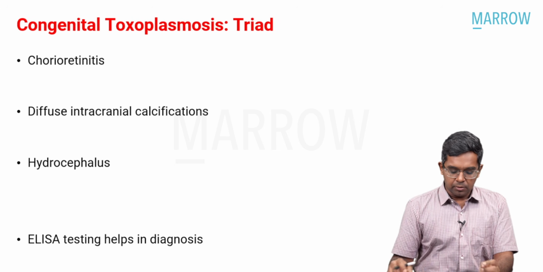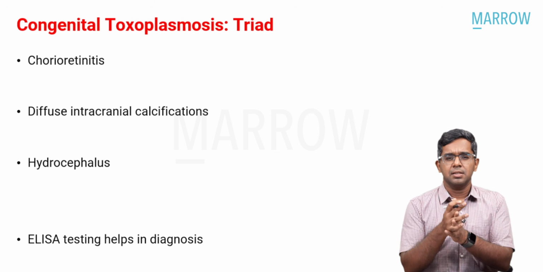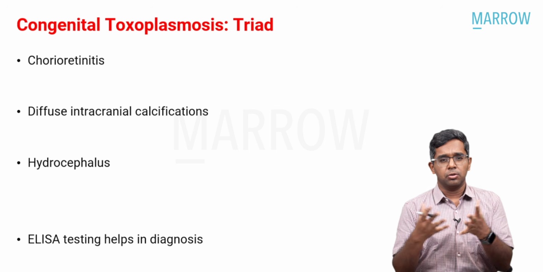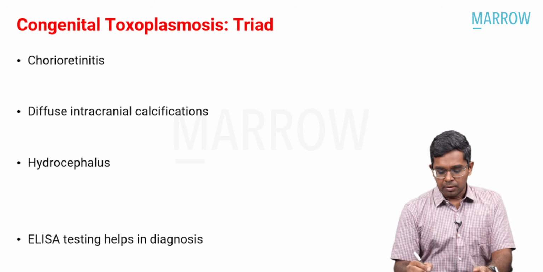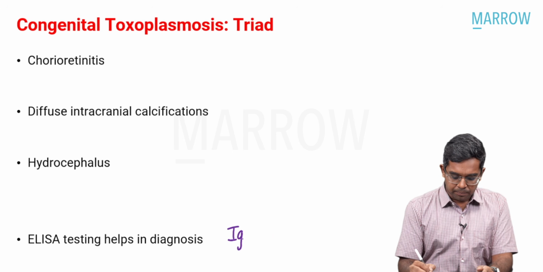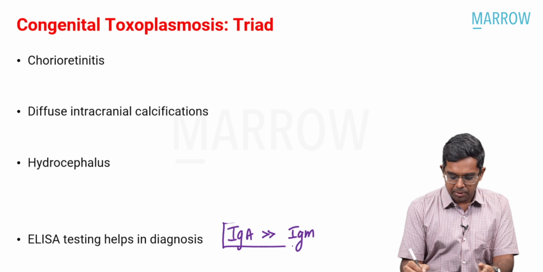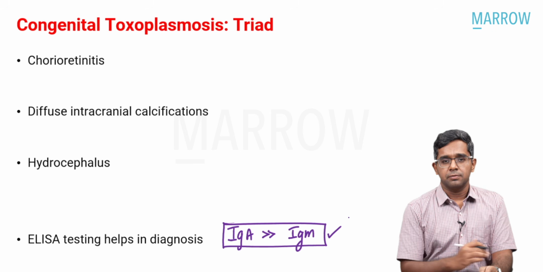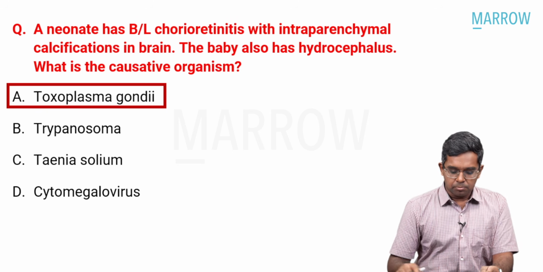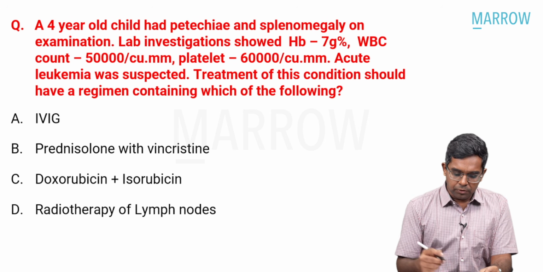Now, tell me, what type of ELISA test helps in the diagnosis? ELISA test is for the detection of antibodies, that is understandable, but which antibody is more sensitive compared to the other? We have two things, IgA and IgM antibody testing. It is found out that IgA is a better test compared to IgM ELISA in this situation. That can also be a potential question for you. You should note that point. So, because of the triad given in the question, the answer is Toxoplasma gondii. Moving on to the next one.